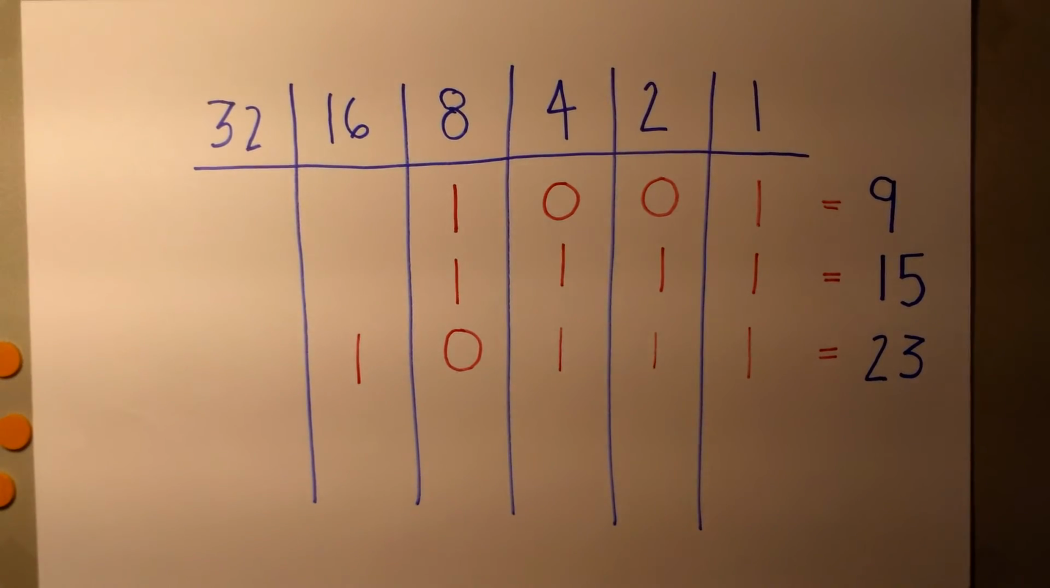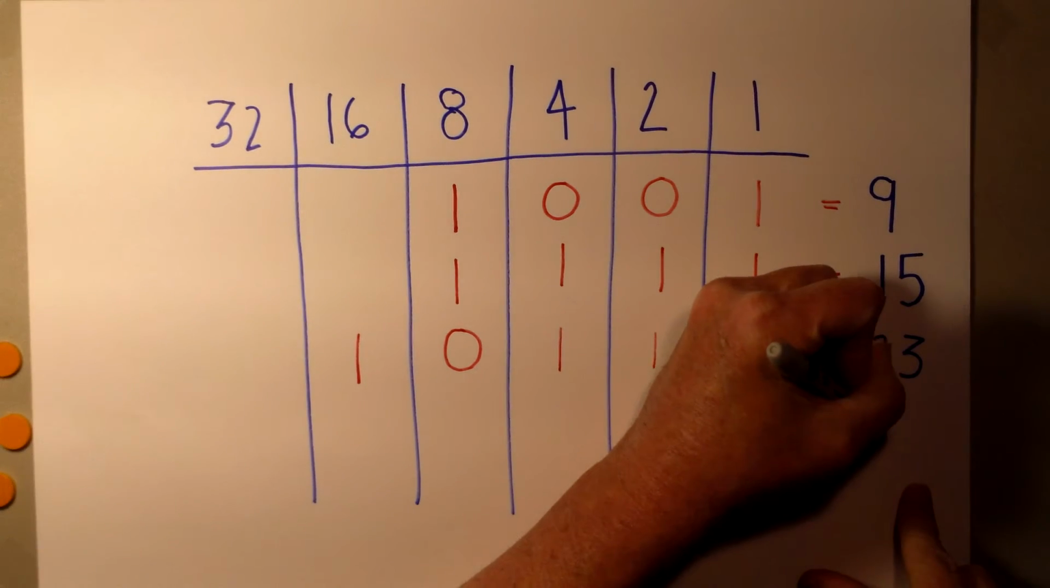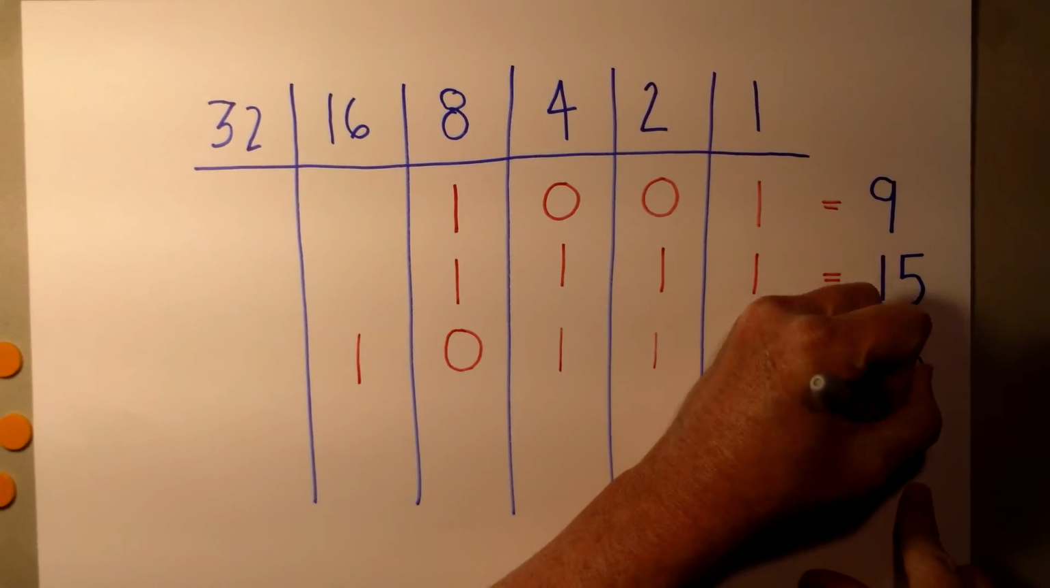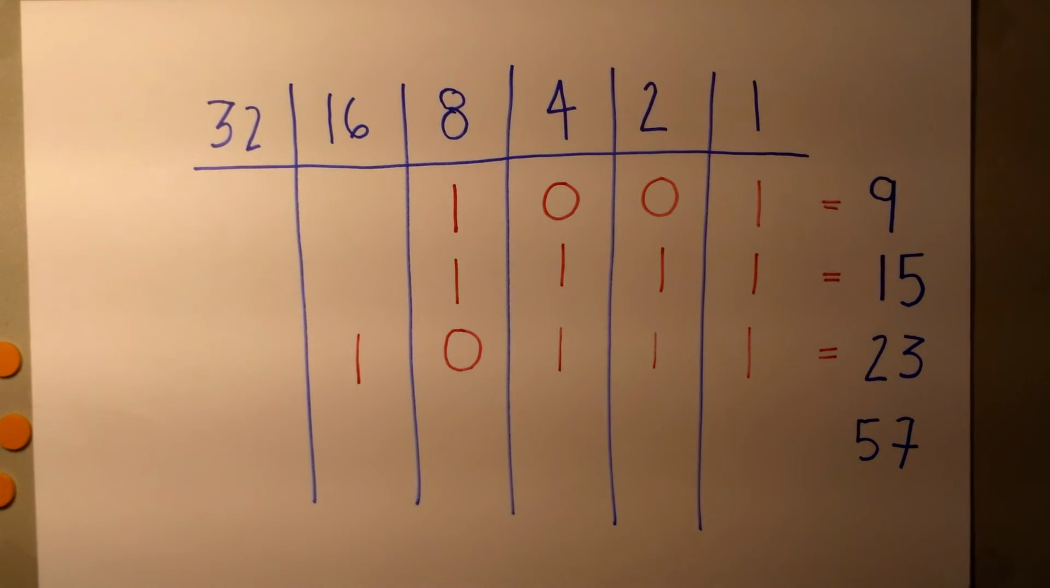All right, let's do one more. And let's make it a good one. Let's do 57. What would 57 be in binary?